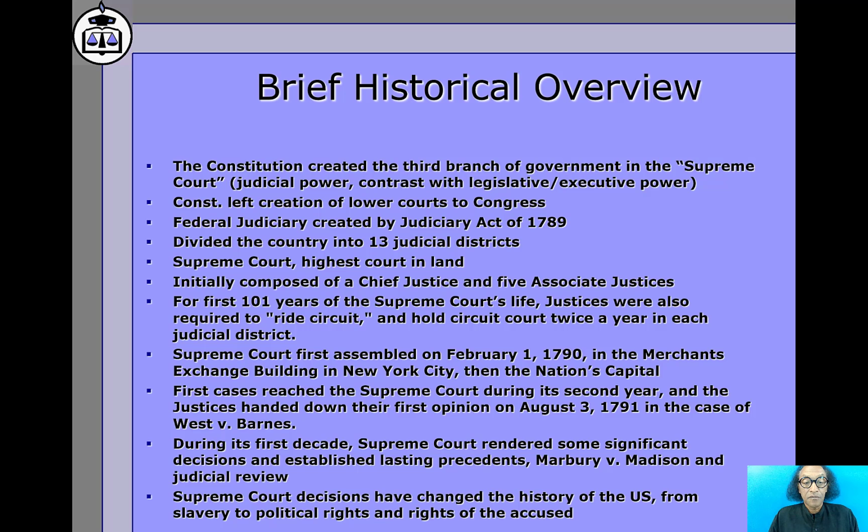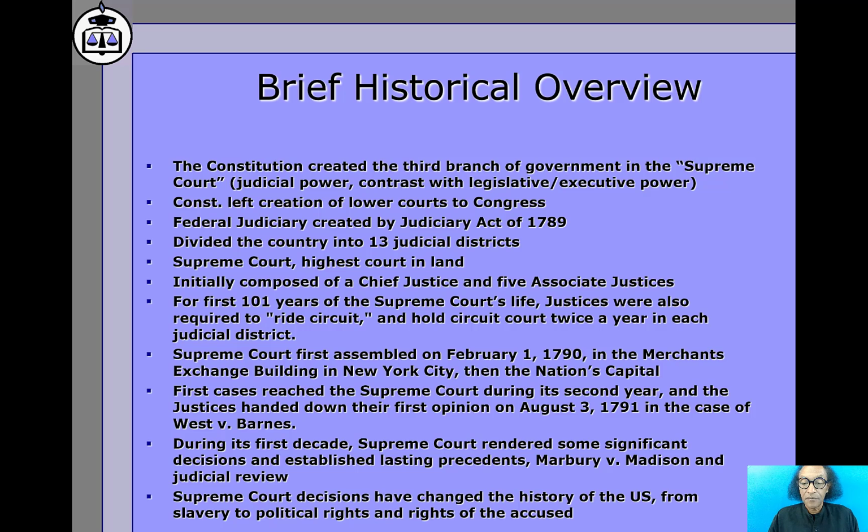For the first 100 or so years, the Supreme Court also conducted what's called riding the circuit. In other words, they would go into these 13 judicial districts and hear cases. Of course, they don't do that anymore. In fact, Supreme Court justices today, not only do they not ride circuits, they also selectively accept cases, which we'll see later on, by a process called petition for certiorari.